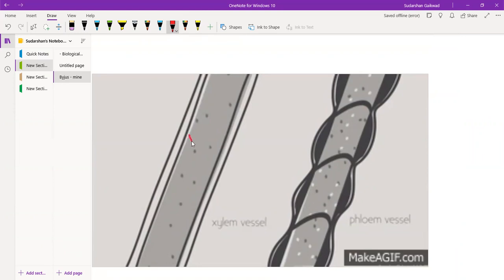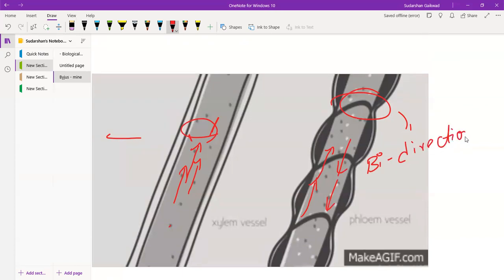In this diagram, you can see that this is xylem and this is phloem. In xylem, only unidirectional transportation takes place. So the water will be moving from roots to the stems. And in phloem, bidirectional transportation will be there. So the transportation will be from roots to the stems and also from leaves to the roots. This is unidirectional.